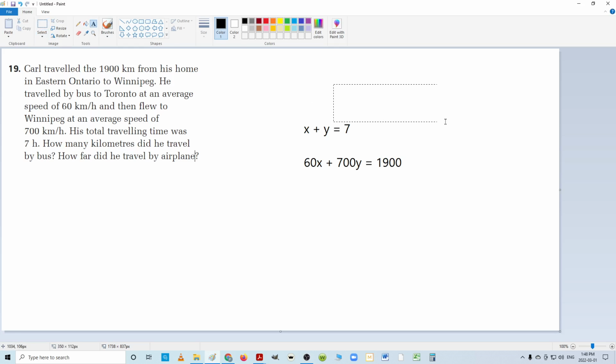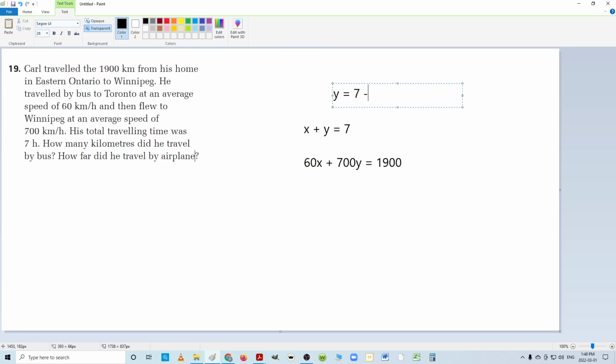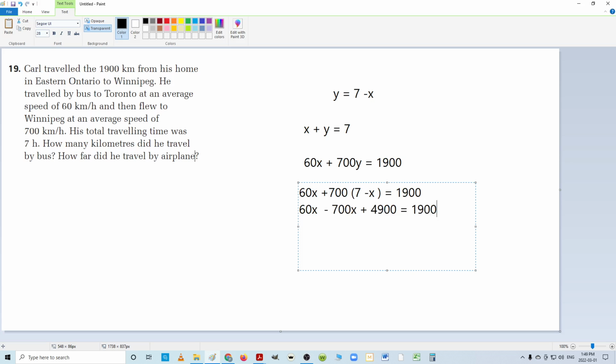So now I have obviously two formulas that can match, and probably the easiest thing to do is substitution. Y is equal to 7 minus X, and wherever I see Y, use 7 minus X. So you get 60X minus 700X plus 4900 is equal to 1900. So minus 640X is equal to minus 3000.